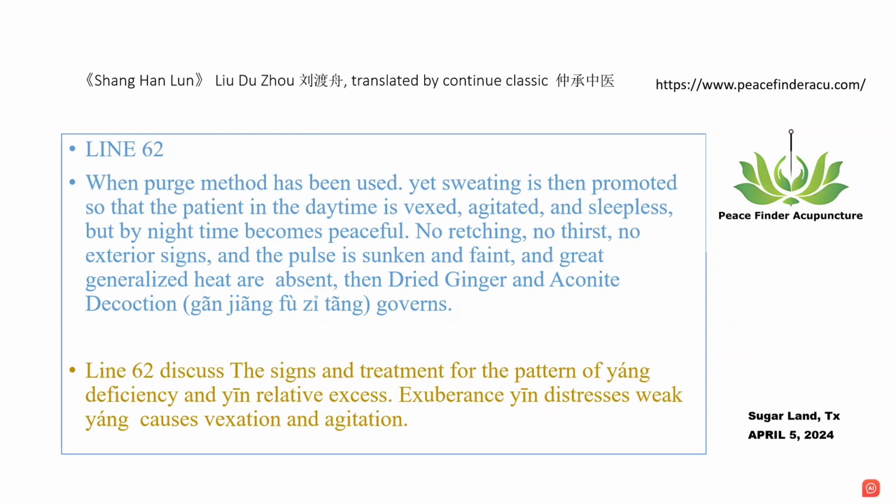Line 62. When purge method has been used, yet sweating is then promoted so that the patient in the daytime is vexed, agitated, and sleepless, but by nighttime becomes peaceful. No retching, no thirst, no exterior signs, and the pulse is sunken and faint, and great generalized heat are absent, then dried ginger and aconite decoction, ganjiang fu zitang, governs.